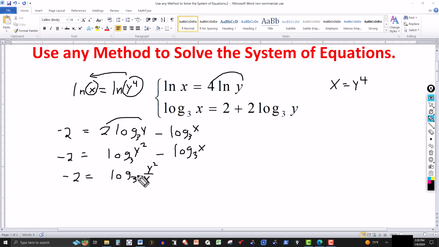Going the other way, the log of a fraction will equal the log of the numerator minus the log of the denominator. So we're going the opposite way here. This difference can be written this way.